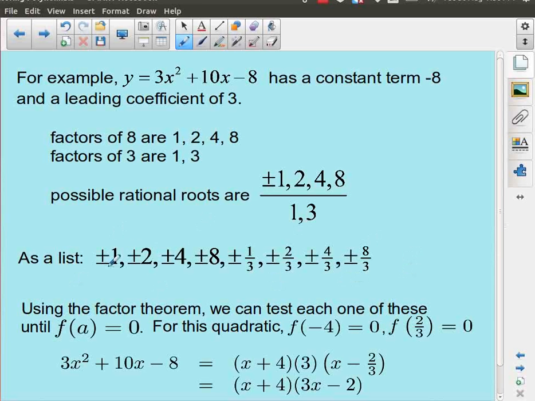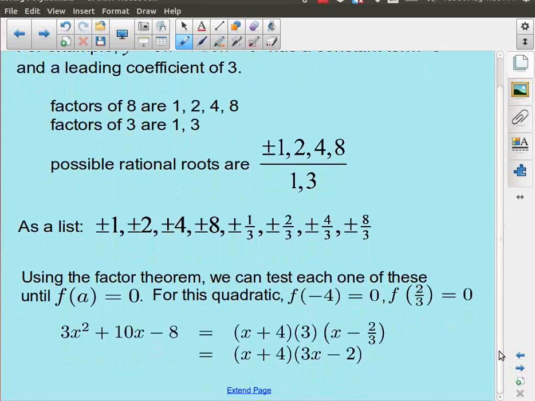And then I take each one of these one at a time, and I use the factor theorem, and I start plugging them in. And I might have a bunch of failures. For example, +1 minus 1, +2 minus 2, +4 minus 4, and I wouldn't get my first success until -4, so I still would have had to go through 6 tries to get that. It can be a time-consuming process. It can be quite tedious.